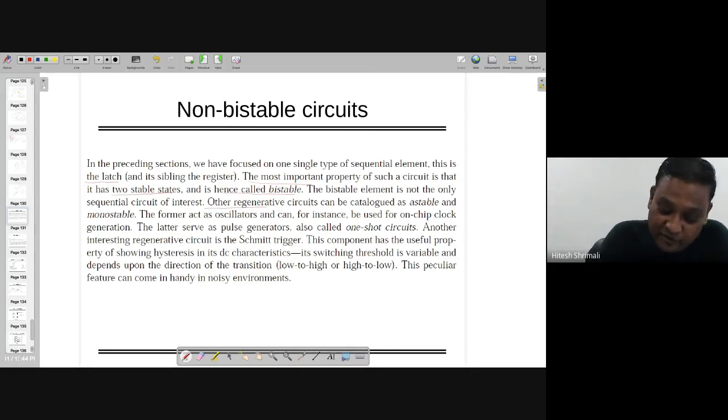Notably, whenever you see this word regenerative, it means positive feedback, because it regenerates itself, right? They can be cataloged as bistable and monostable, which we already talked about, and there are many techniques. But the interesting thing is the Schmitt trigger, which remembers the state, and it has two different switching thresholds, not only one.